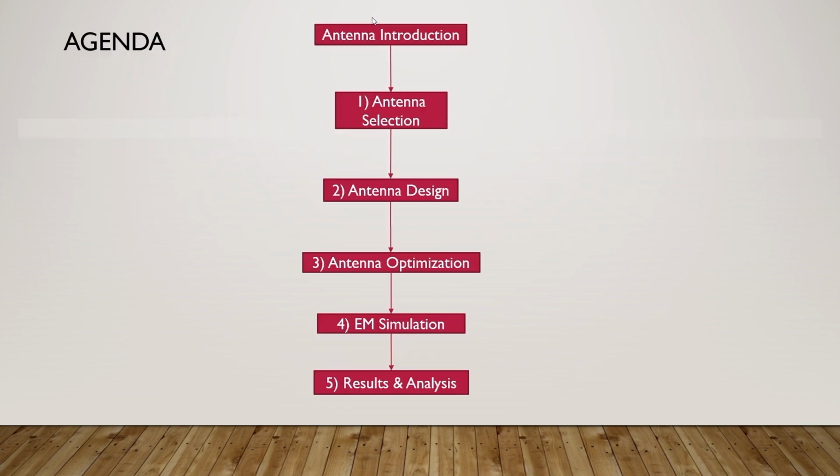This is a 4-part tutorial. In tutorial 19, we will cover antenna introduction. In tutorial 20, we will cover antenna selection, design and optimization part 1. In tutorial 21, we will cover antenna optimization part 2. In the last tutorial, tutorial 22, we will cover antenna optimization part 3, antenna EM simulation and results analysis. Let's continue with tutorial 20.